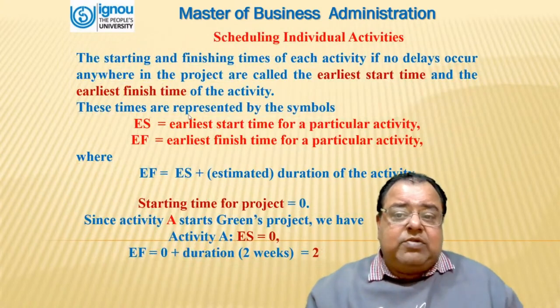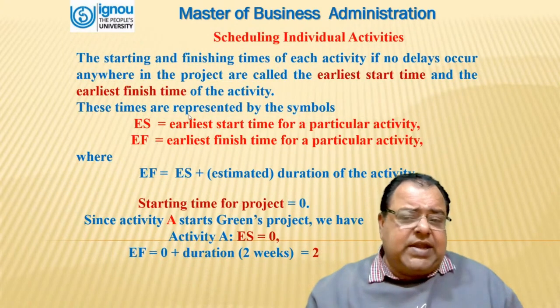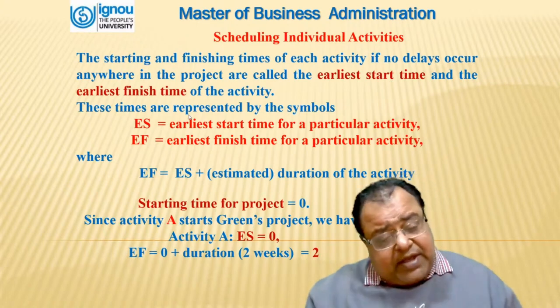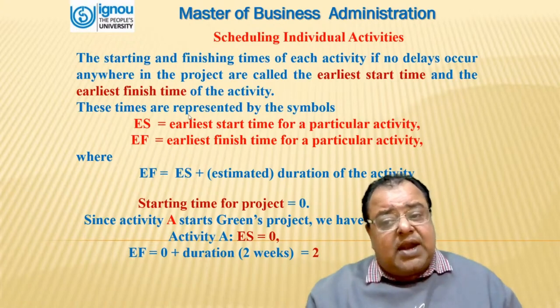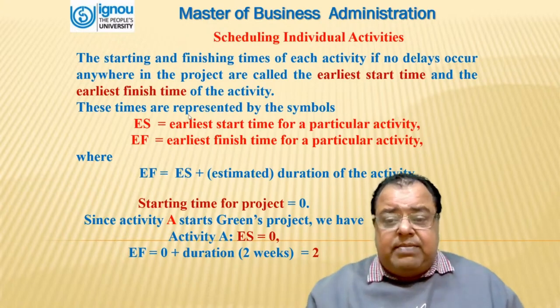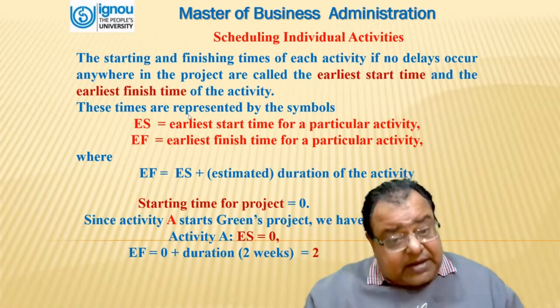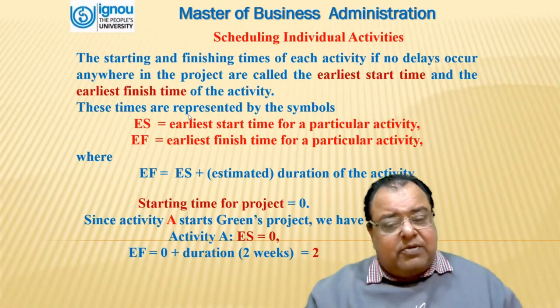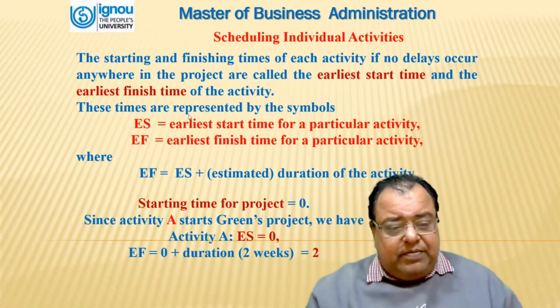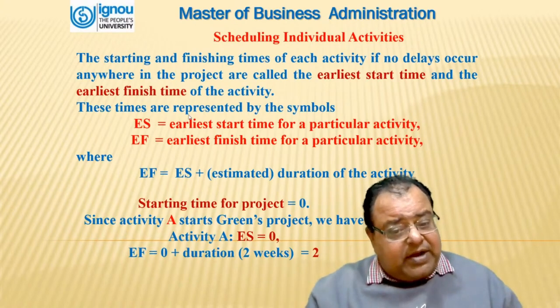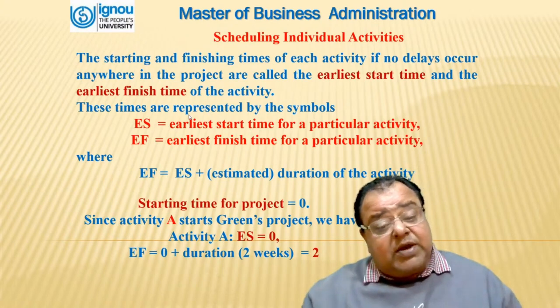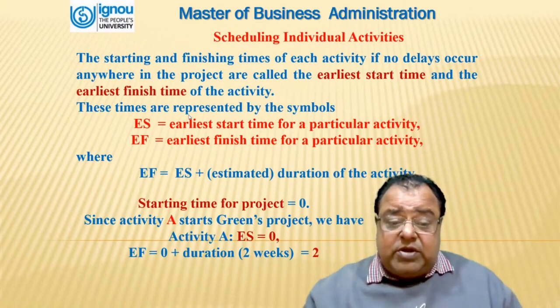Now, scheduling individual activities. The starting and finishing time of each activity, if no delay occurs anywhere in the project, are called the earliest start time and the earliest finish time of the activity. These times are represented by the symbols ES for earliest start and EF for earliest finish, where earliest finish is the earliest start plus the duration of the activity. Suppose the starting time of the project is 0. Since activity A starts the Green project, its earliest start is 0 and its earliest finish will be EF equals 0 plus 2 weeks, because 2 weeks was the time duration for activity A.